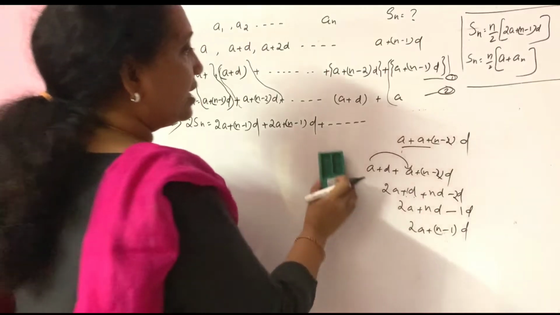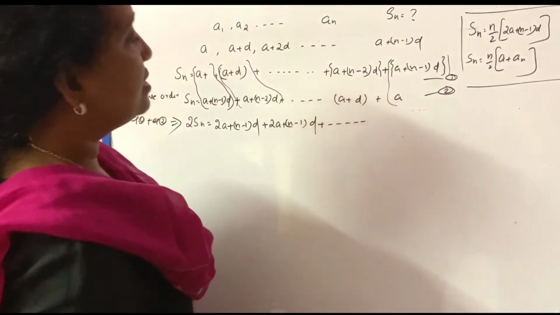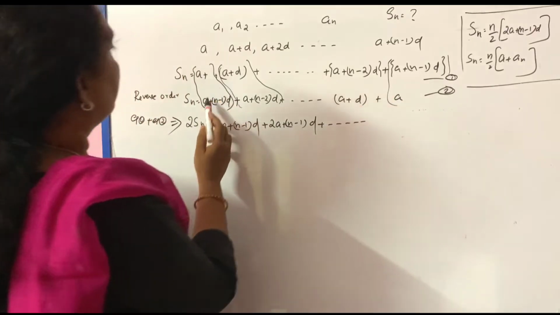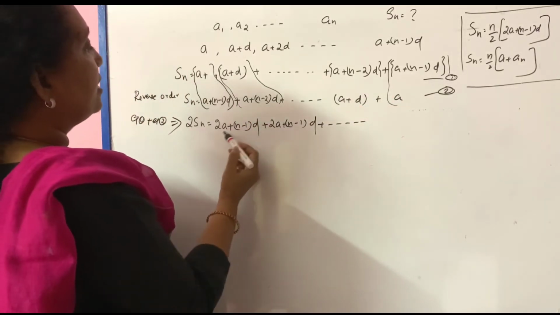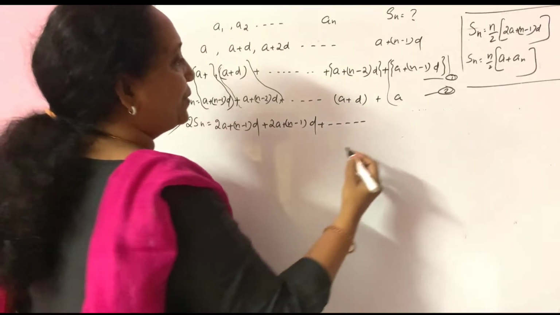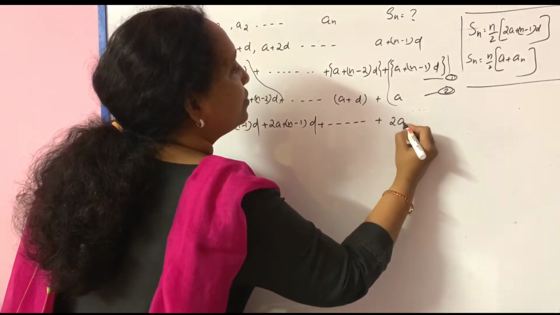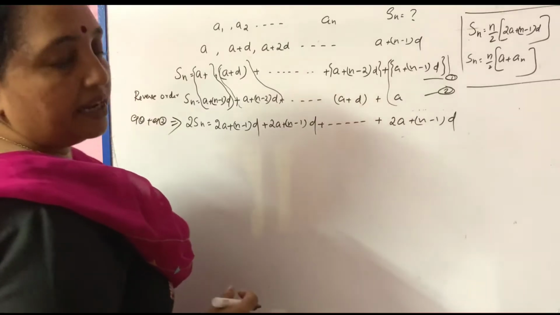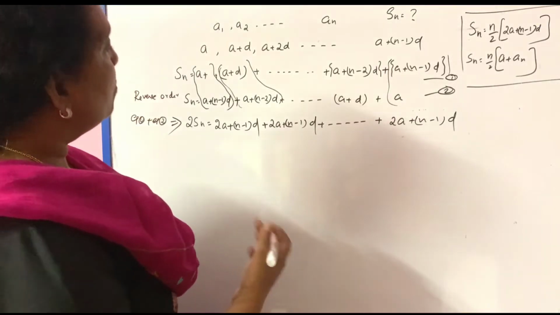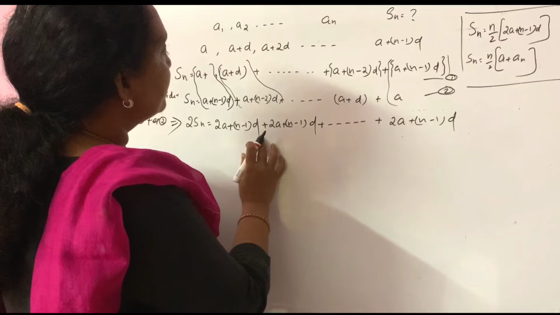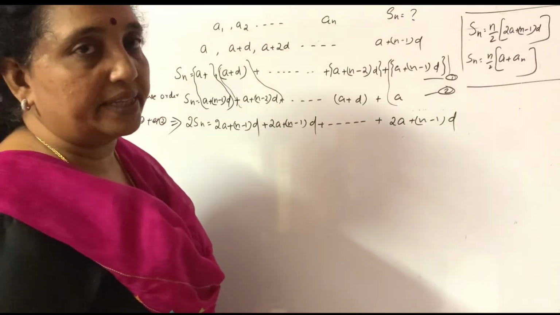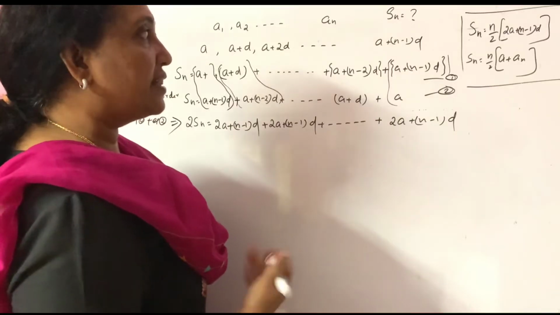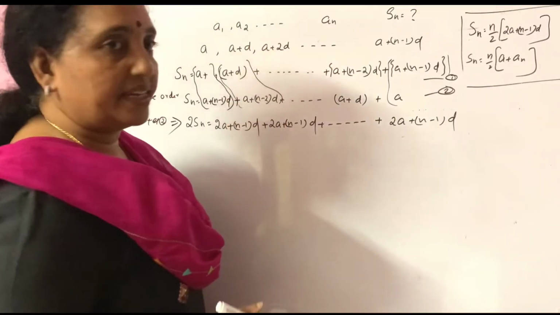Now let us move to the last term. The last term is a plus n minus 1 into d plus a. The same, a plus n minus 1 into d plus a, and the answer is 2a plus n minus 1 into d. There also we get 2a plus n minus 1 into d. So all the terms are equal, each being 2a plus n minus 1 into d. How many 2a plus n minus 1 into d are there? Because we have n terms here.